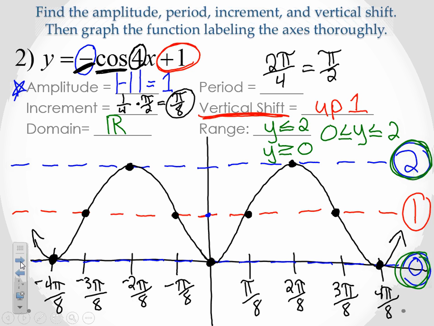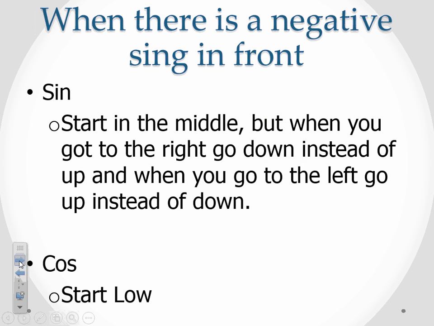Now I have one more note that you guys need to make sure you have written down. We're working with a negative sign in front of our sine or cosine. These are the rules. Sine, you have to start in the middle still. But when you go to the right, you're going to go down instead of up. And when you go to the left, you're going to go up. So we're switching the way we go on our graph. And just like the example we just did, if we do cosine, we just start low instead of high.